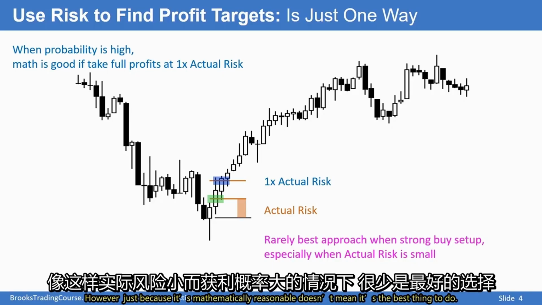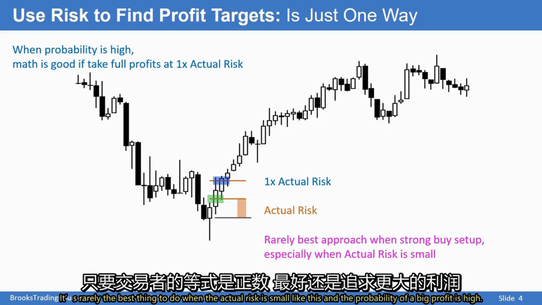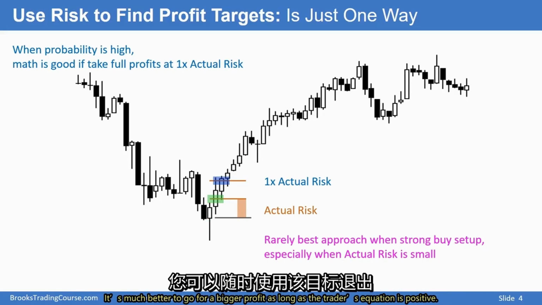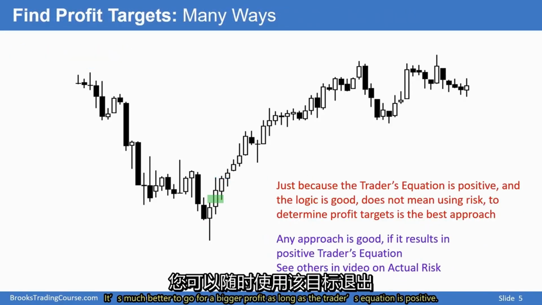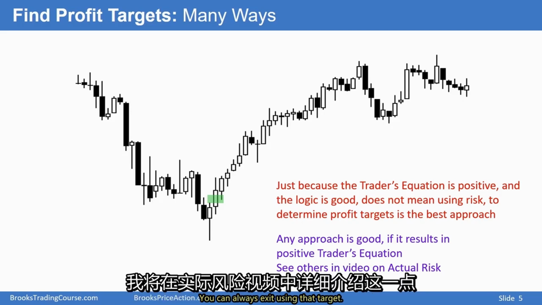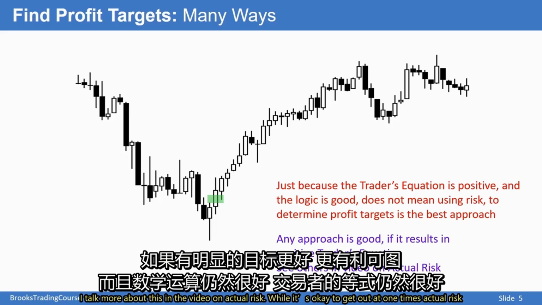However, just because it's mathematically reasonable doesn't mean it's the best thing to do. It's rarely the best thing to do. When the actual risk is small like this and the probability of a big profit is high, it's much better to go for a bigger profit. As long as the trader's equation is positive, you can always exit using that target. I talk more about this in the video on actual risk.